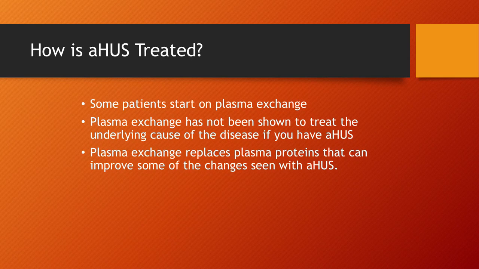And that's the part that's tricky, because physicians have been trained that this means you need anemia, schistocytes, and acute kidney injury. If you don't have it, you don't have TMA. We've been trained to think like that. We have to retrain people as the science develops. So some patients start on plasma exchange. Anyone here start on plasma exchange?